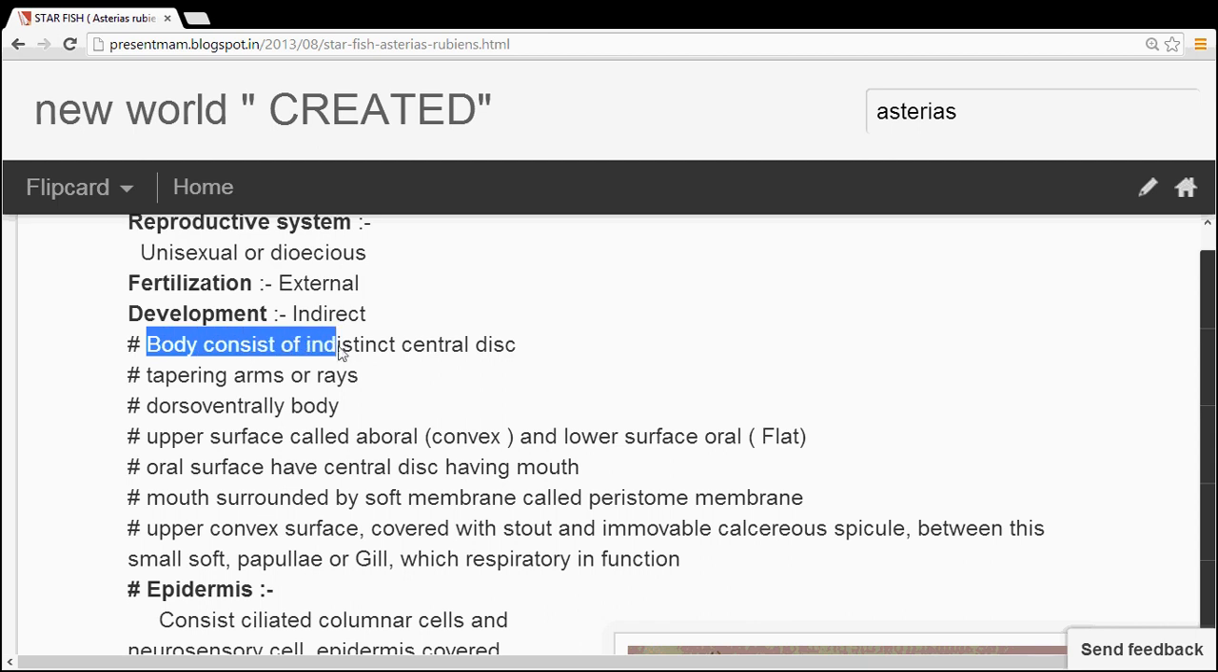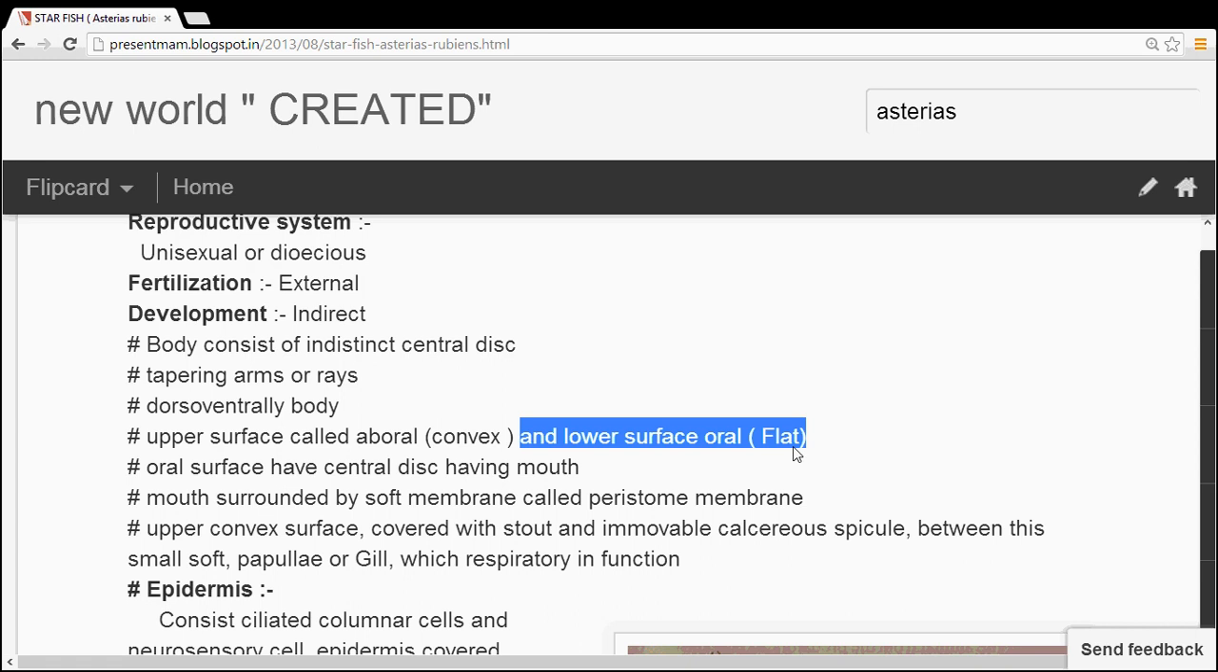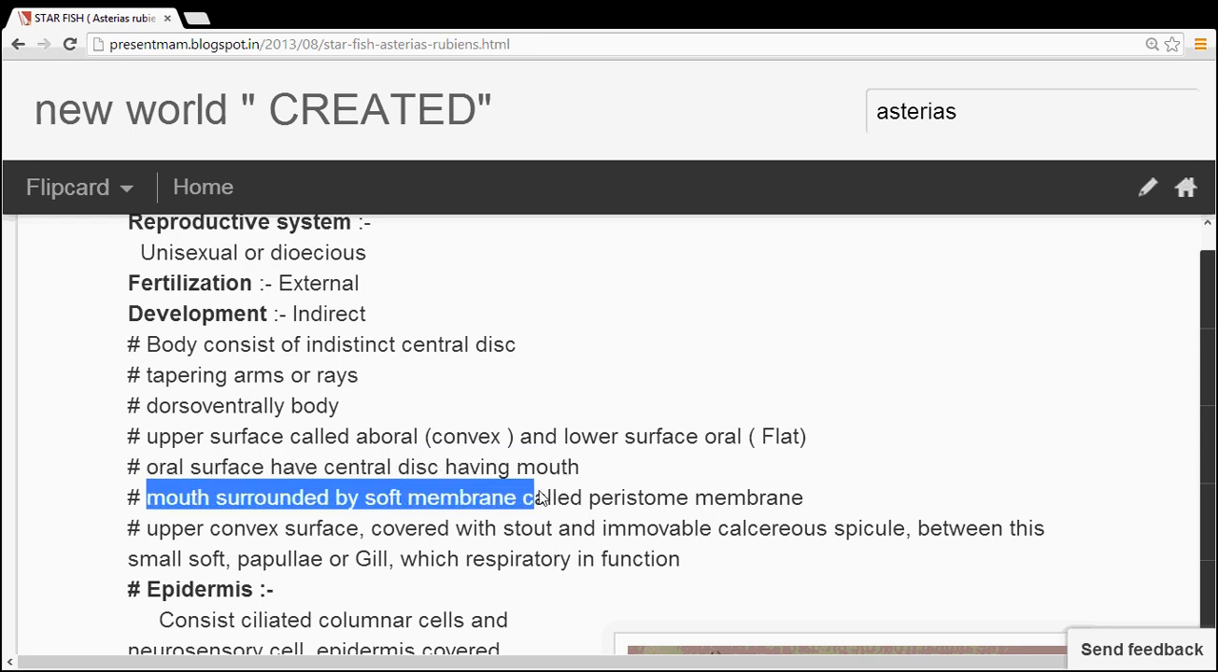Their body consists of an indistinct central disc with tapering arms or rays. They have a dorso-ventral body. The upper surface is called aboral, which is convex in nature, and the lower surface is oral, which is flat in nature. The oral surface has a central disc containing the mouth. The mouth is surrounded by a soft membrane called the peristome membrane.